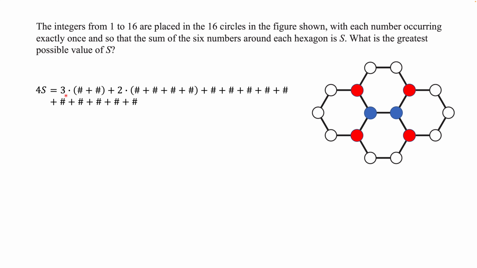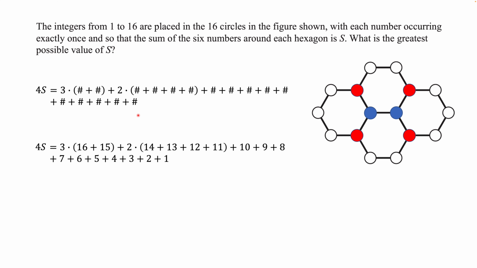You want to multiply by 3 the biggest numbers you have. In this case, it's 16 and 15. You want to multiply by 2 the following biggest numbers. You have 14, 13, 12, and 11. And then whatever you have left, you're going to just use once. In this case, you're going to have the maximum sum. Okay? So this is what we want to have. We know this sum is the maximum if I have numbers distributed like this.